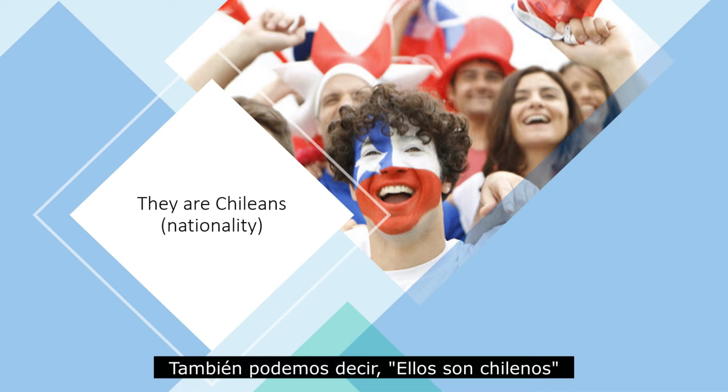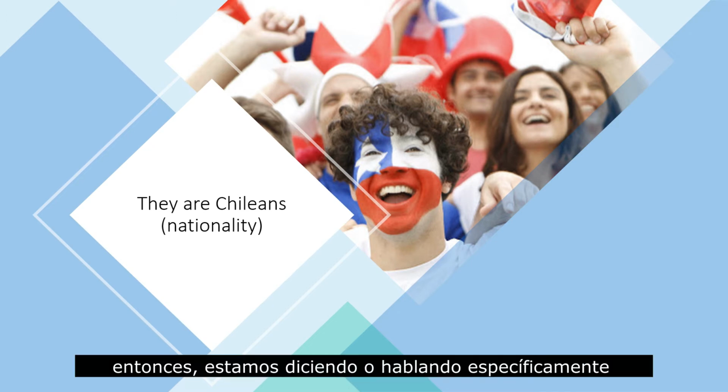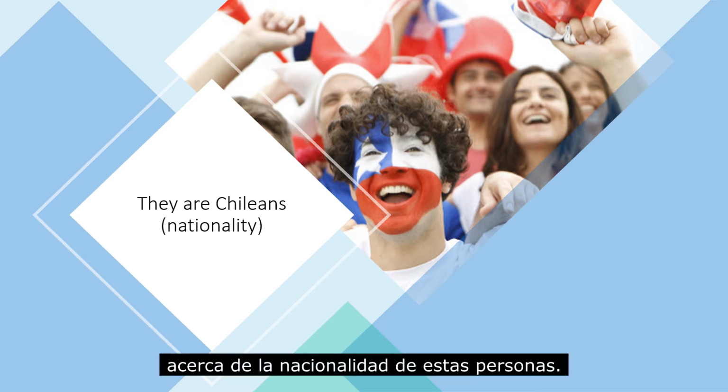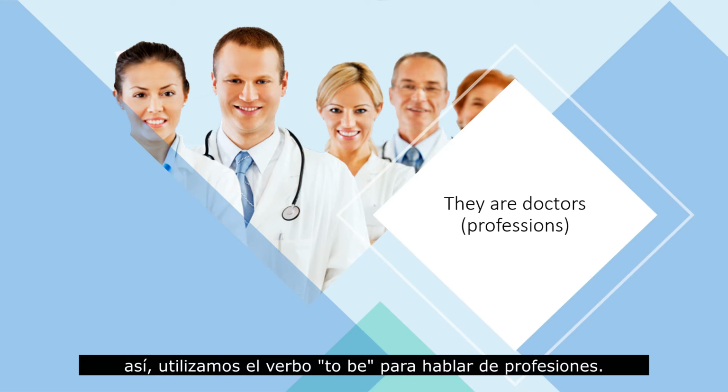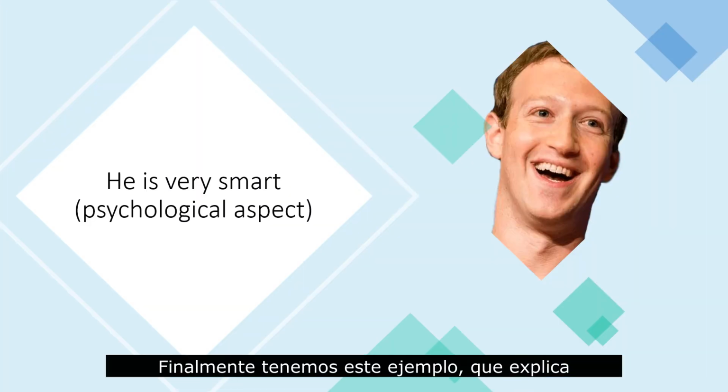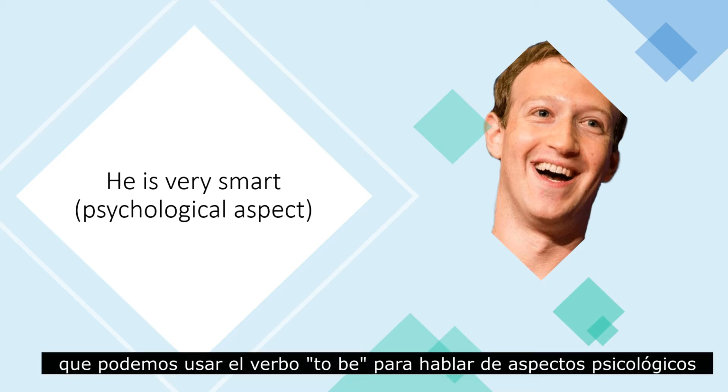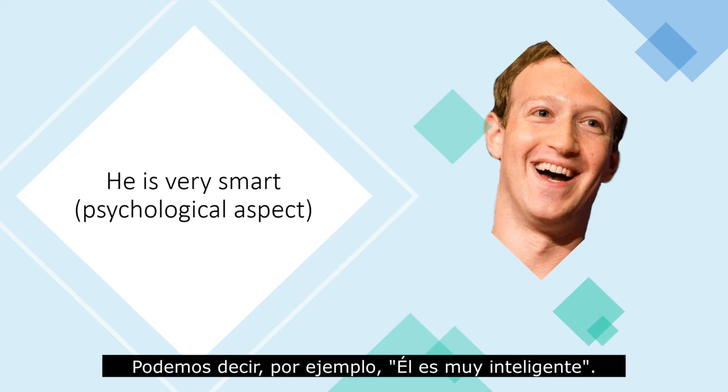We can also say they are Chileans. So we are talking specifically about these people's nationality, right? We can also say they are doctors. So we are using verb to be to talk about professions. And finally, we have this example that explains that we can use verb to be to talk about psychological aspects. We could say, for example, he is very smart.